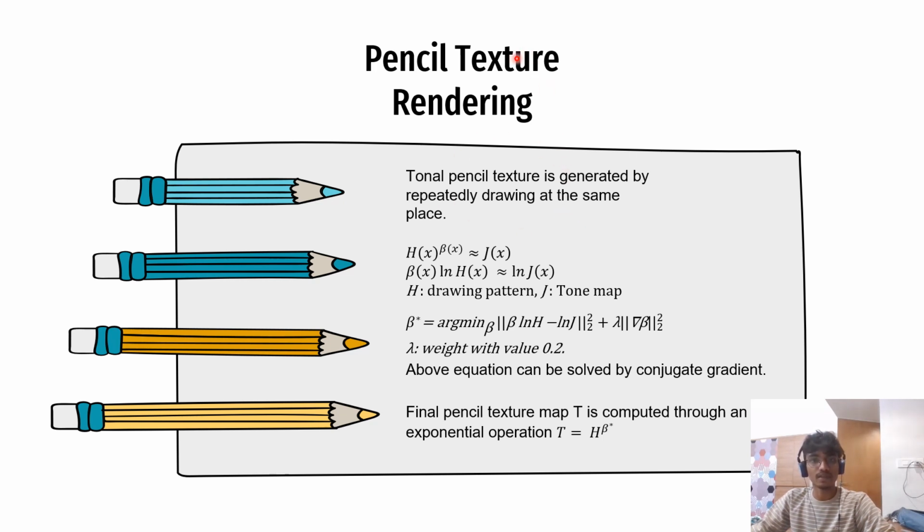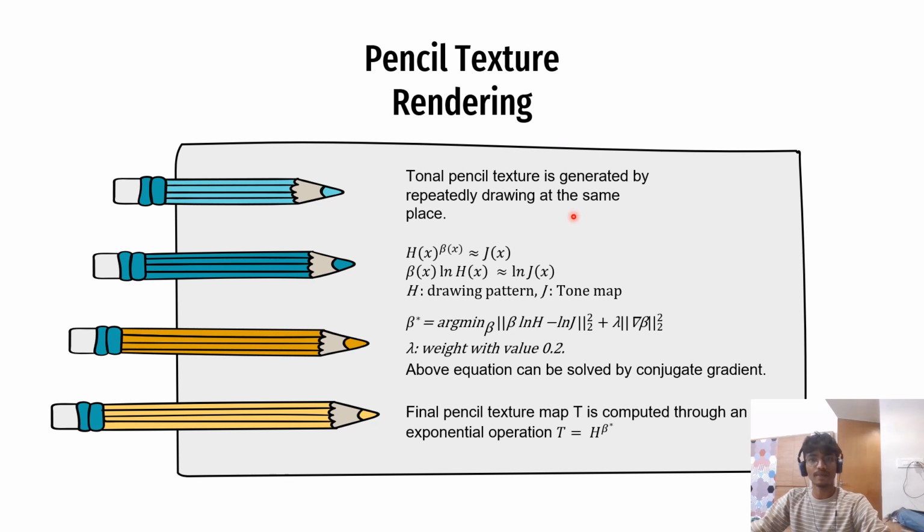The value of beta is adjusted to achieve this. The final equation that we have is beta star is argmin, and then the rest of the equation. In this case, we have considered lambda with a weight value of 0.2. The main reason behind doing this is balancing the optimization problem we are solving over here. This complex equation can be efficiently solved using conjugate gradient methods. What is the conjugate gradient method in this case? It's just a numerical algorithm that quickly converges to a solution.